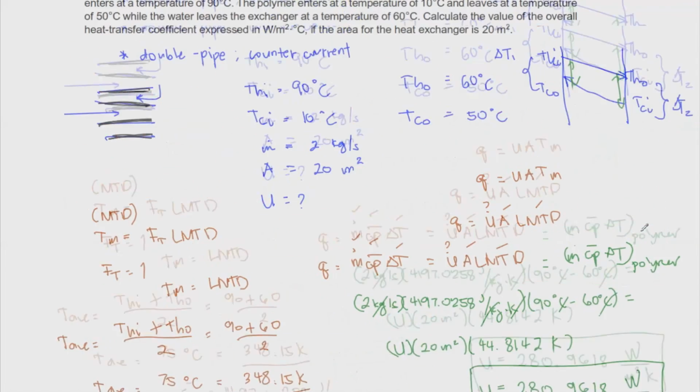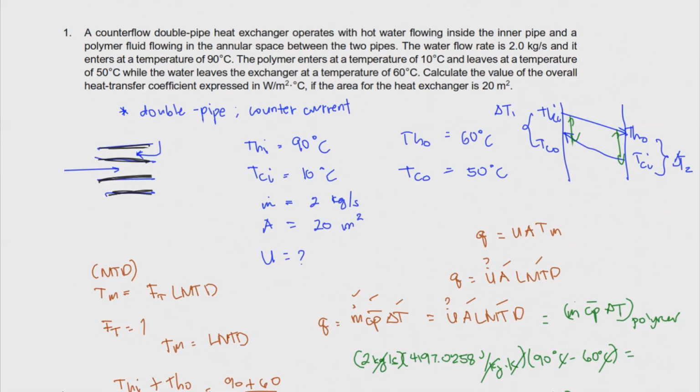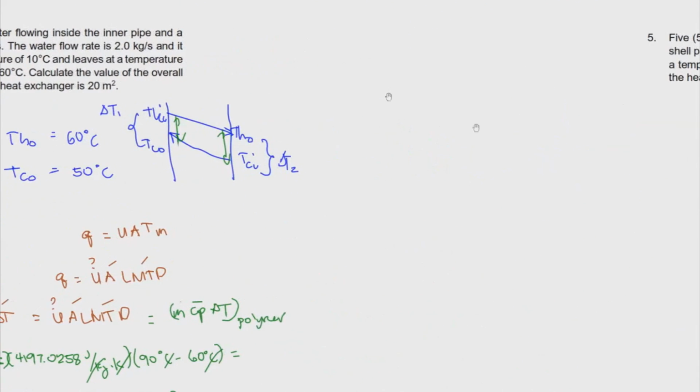Okay? So, that's it for number 1. Now, let's move on with the other type, which is the shell and tube.